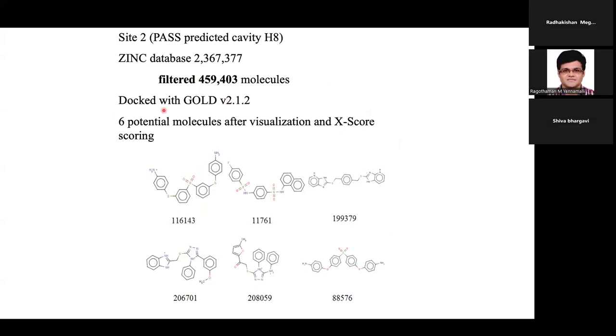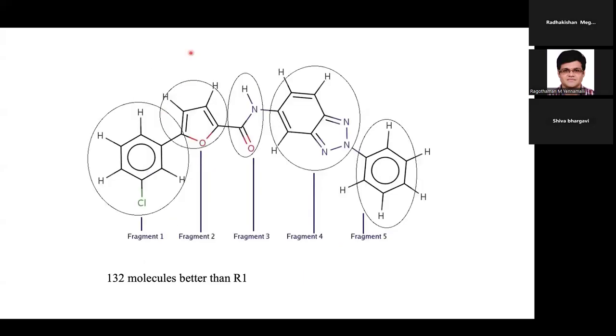That library of molecules was then docked again, and we identified whether any of these molecules are better binders than the existing ones. We came up with a list, and we proposed that those molecules can be tested.